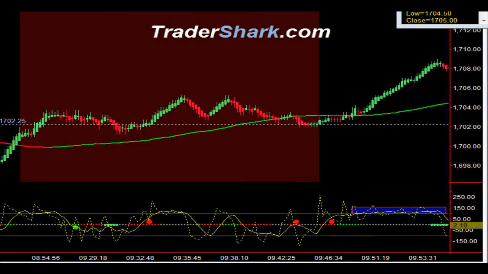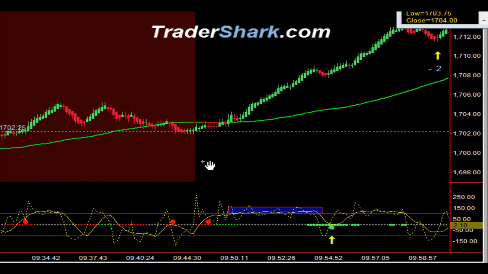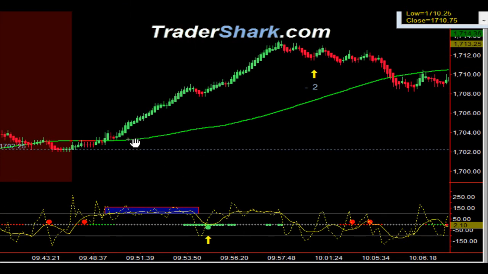Okay, this is our lower time frame chart. Price action opened up here at 1702.25, represented by the white dotted line. We generally don't trade for the first 15 minutes. I'm not a breakout trader, but you can see the momentum had worked its way to the high side for a breakout, continuation. I'm not much of a breakout trader.